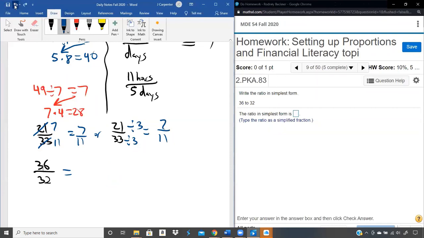If you can go straight to the answer, that's fine. Let's see, 2 would go into both 36 and 32. So I could divide both of these by 2. 2 will go into 36 18 times. 2 will go into 32 16 times. Spoilers, this is wrong.